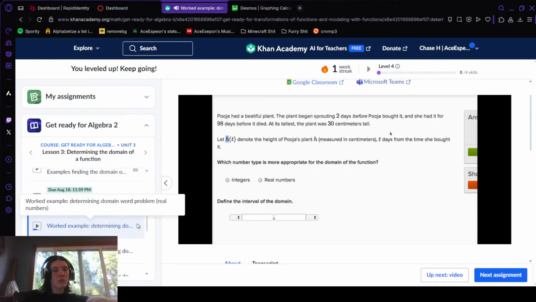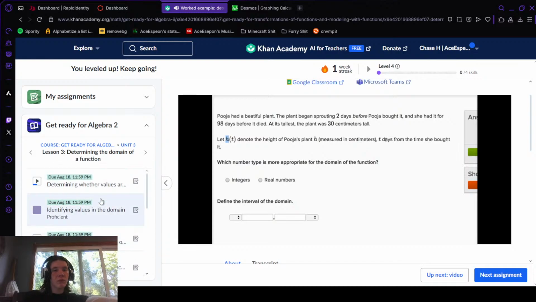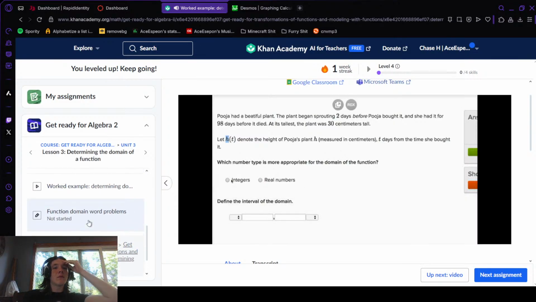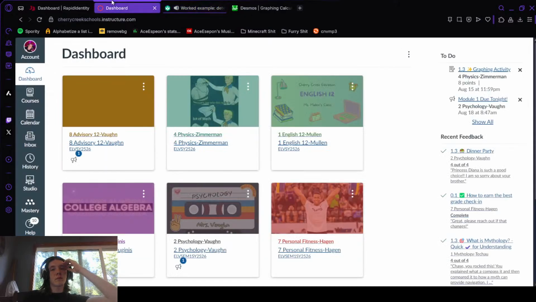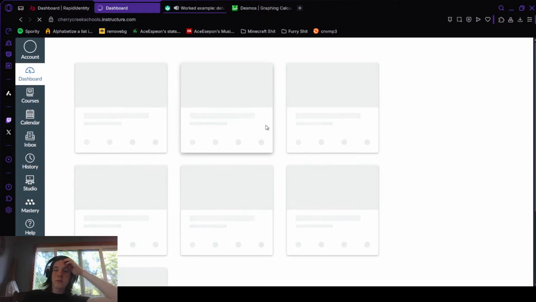So let's think about it. At first you might think in terms of 0 days, 1 day, 2 days, and you might be tempted to say integers, but why not think about 1.5 days or 3.175 days? So I don't see any reason why t couldn't be a subset of real numbers. You can think about the 97.99th day. So I would say real numbers.